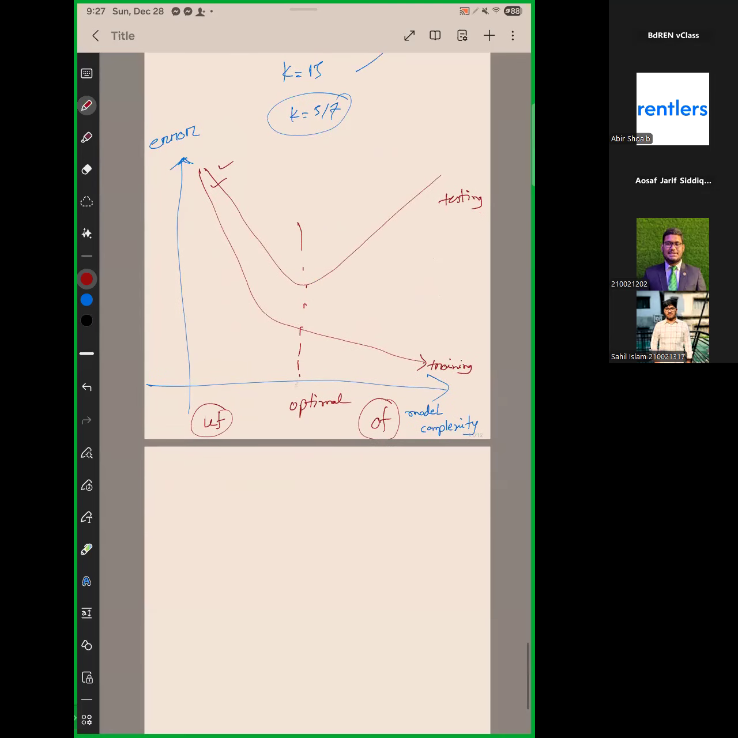And this is the trade-off. You want to tune the parameters this way so you can get somewhere in the middle, not too high training error, not too high testing error. Okay, so that's done. Now, any question up to now?